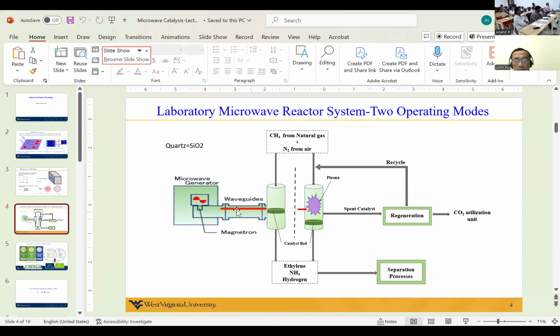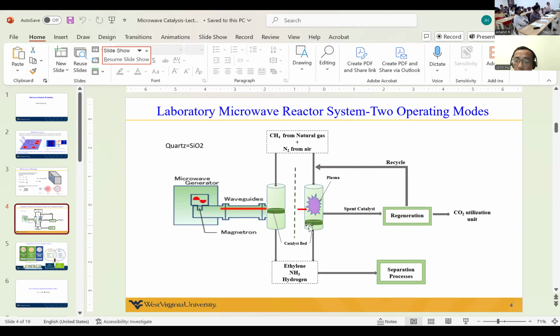So in this scenario, the catalyst is a microwave absorber, and under microwave without plasma, methane and nitrogen will react on the surface, because it is heated with microwave. You understand what I'm saying, all right? Okay, now go to the next scenario.